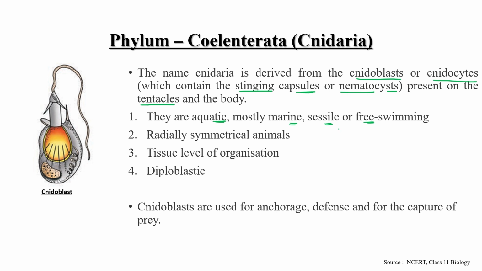sessile and free swimming. Their symmetry is radial. They have a tissue level of organization, and they have only two layers, ectoderm and endoderm, so they are diploblastic in nature. These are the main characteristics they have. First, they have stinging capsules or cnidocytes. They are aquatic in nature. They have radial symmetry, tissue level of organization and are diploblastic.